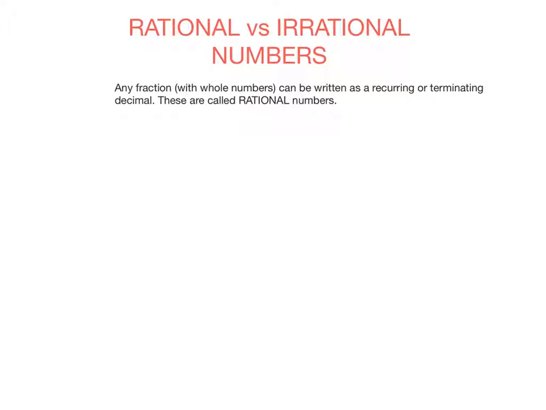Today we're looking at rational and irrational numbers. So as it says on the screen, any fraction can be written as a recurring or terminating decimal, and we call these numbers rational numbers. All of the numbers we came across in the previous lesson on terminating and recurring decimals are examples of rational numbers. Any fraction that has whole numbers is an example of a rational number.